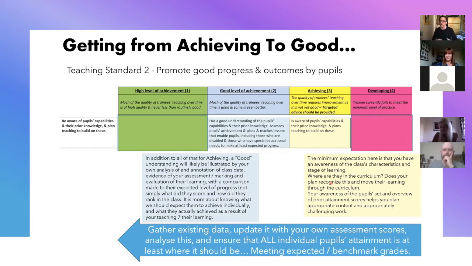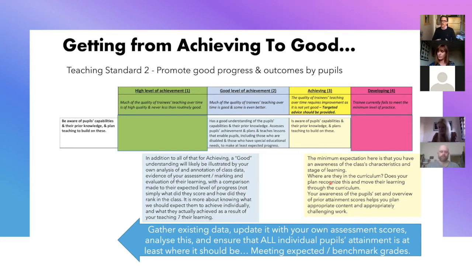Yeah, so you've got some awareness of the pupils' set, an overview of the prior attainment as well. It's nothing in detail at this stage, but you're using that to plan your teaching, to build on that. It doesn't even say plan your teaching effectively, but it just shows that you've got the intent there. Now, I would very much doubt that any of you haven't already achieved that standard.